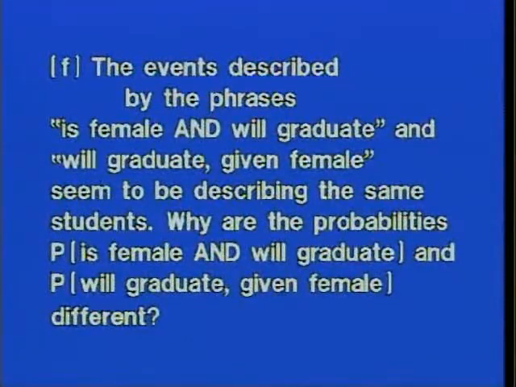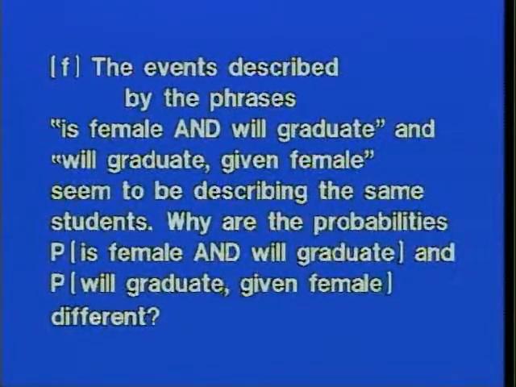The events described by the phrases "is female and will graduate" and "will graduate given female" seem to be describing the same students. Now certainly that part is correct. We are describing the same students: female students that graduate. So why are the probabilities different: the probability that the student is female and will graduate, and the probability that the student will graduate given female? Why are those two different?